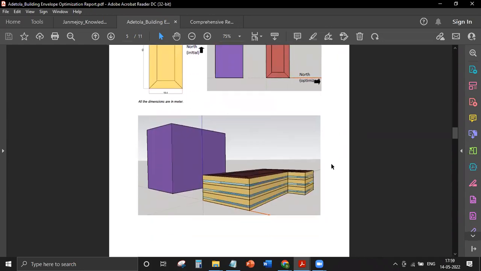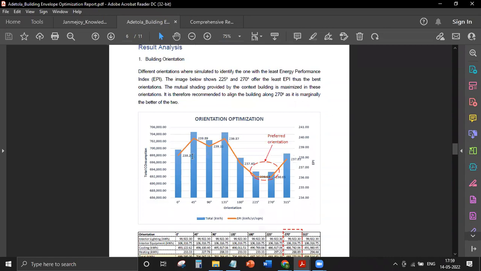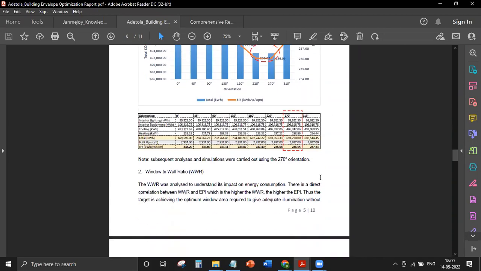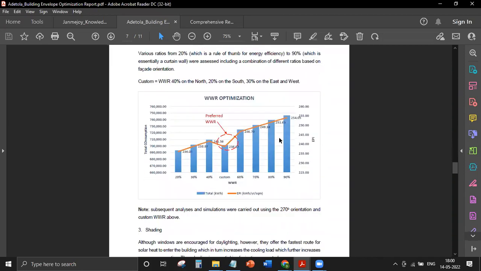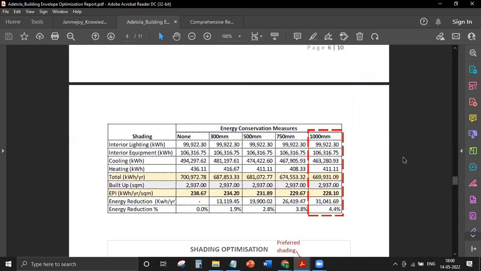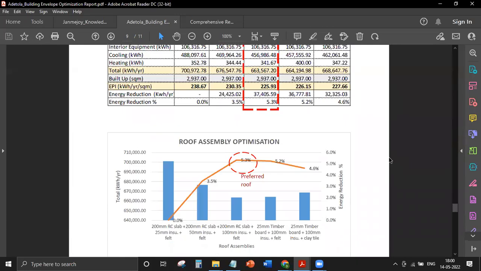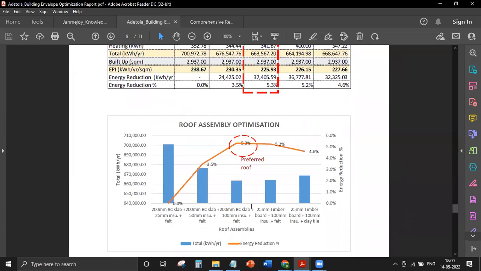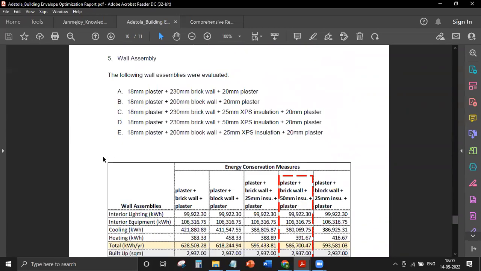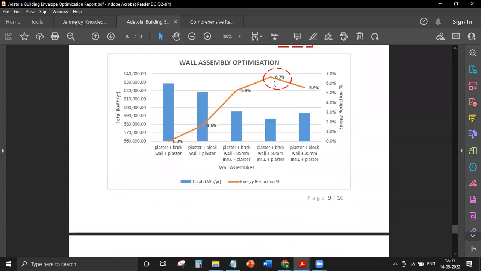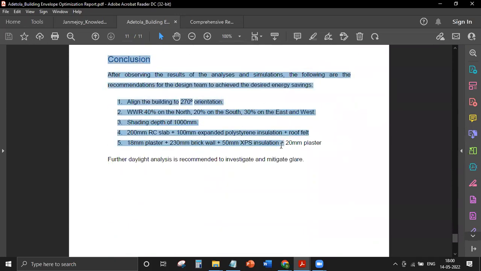Here, the 3D that you see is the project that we have given to be worked on. It's a sample project, and you can see how the participant has come up with the optimization process, how they've come up with the curve and then identified the preferred orientation. Similarly, for window wall ratio, this is the optimization. And you can see it is very detailed, looking at shading, window wall ratio, roof insulation or roof section options and the impact on energy reduction. Here you're looking at wall assembly options, and then a conclusion on it.